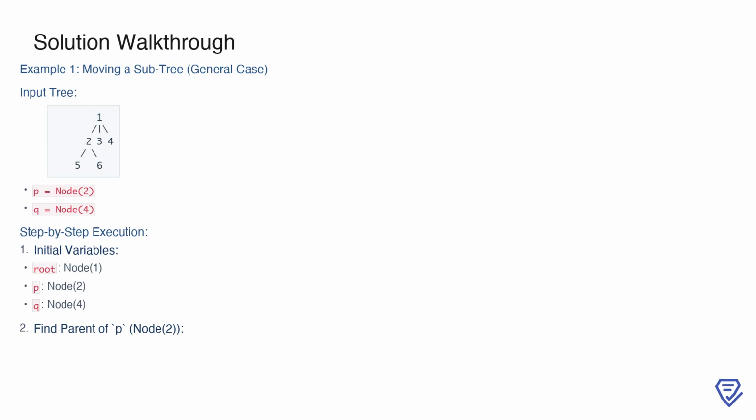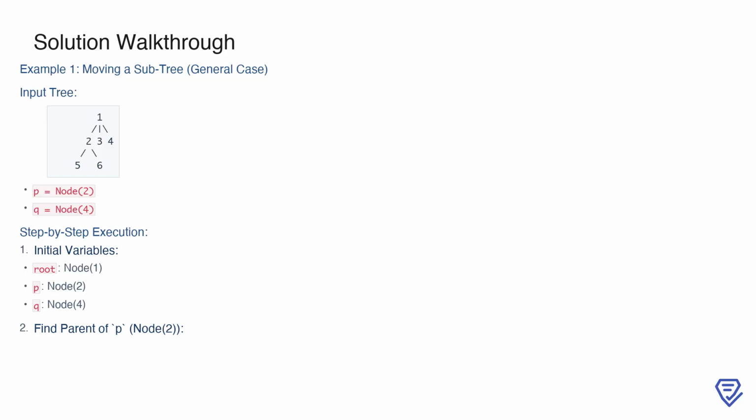In this example, we are tasked with moving a subtree in a general case scenario. The input tree has node 1 as the root, with children nodes 2, 3, and 4. Node 2 itself has children nodes 5 and 6. Here, we want to move the subtree rooted at node 2 to become a child of node 4.